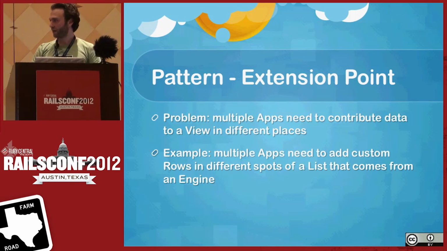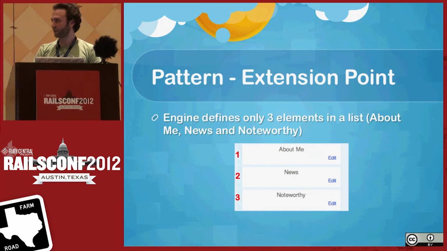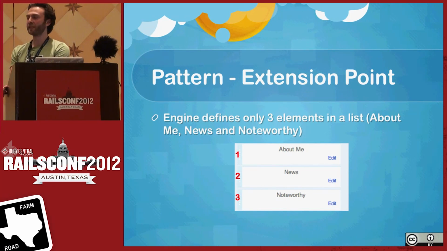Let me give you a real Rails problem. You might have a list like this that has 3 elements. Say 3 apps need the same header, same navigation bar, so you put it in the engine. And then one of the apps might need to add an extra element on top, and another app might need to add an extra element at the bottom of the list.